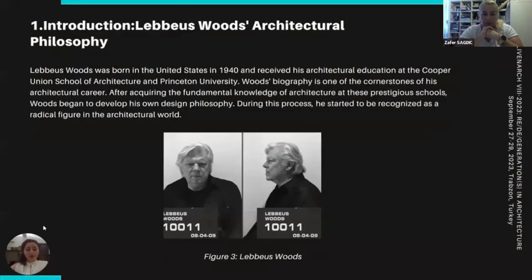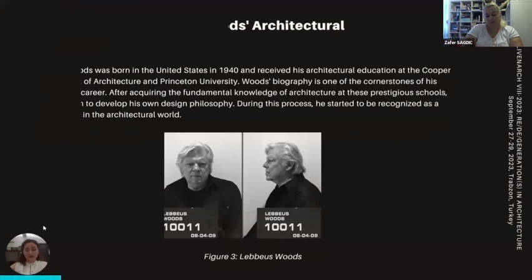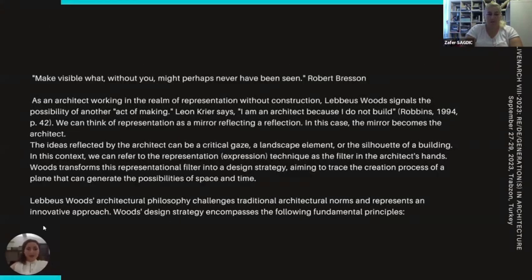Lebbeus is an American architect whose understanding of architecture developed within the scope of an architecture. Make visible what without you might perhaps never have been seen. As an architect working in the realm of representation without construction, Lebbeus saw a final possibility of another act of making. The inquirer says, I'm an architect because I do not build. We can think of representation as a mirror reflecting a reflection. In this case, the mirror becomes the architect.